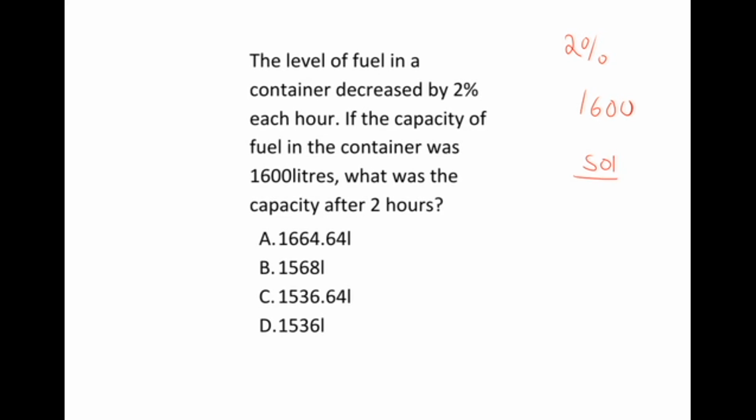This 2% can also be written as 2 over 100 times 1,600. First, let us get the number of liters which are decreased per hour. This 0 will cancel with this 0. 2 times 16, 32 liters. So per hour, the level decreases by 32 liters.